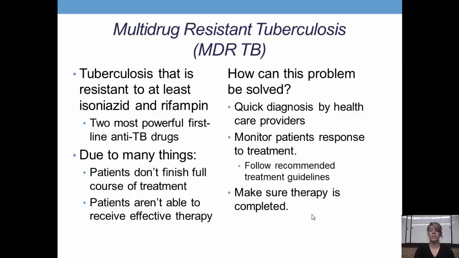So, multi-drug resistant tuberculosis. MDR-TB is tuberculosis that is resistant to at least isoniazid and rifampin, which are the two most powerful first-line anti-TB drugs. This can be due to many things. It can be due to mismanagement or misuse of the drugs. Patients don't finish their full course of treatment, or patients aren't able to receive effective therapy, maybe in a third world country where they don't have access to the drugs that we do, or the healthcare physicians don't prescribe the right amount or for the right amount of time.